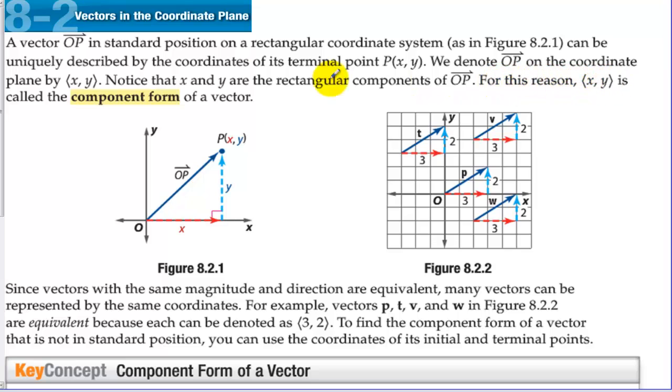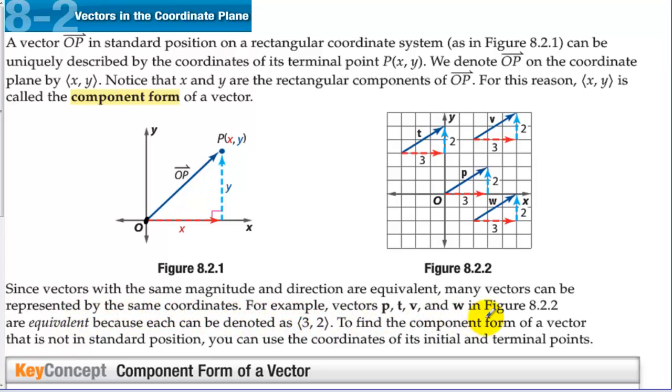For this reason, ⟨x, y⟩ is called the component form of a vector, and when we use the chevrons, it means it's in component form. When a vector is in standard position, that means its initial side is on the origin. Since vectors with the same magnitude and direction are equivalent, many vectors can be represented by the same coordinates. For example, vectors p, t, v, and w in figure 8.2.2 are equivalent because each can be denoted as ⟨3, 2⟩.